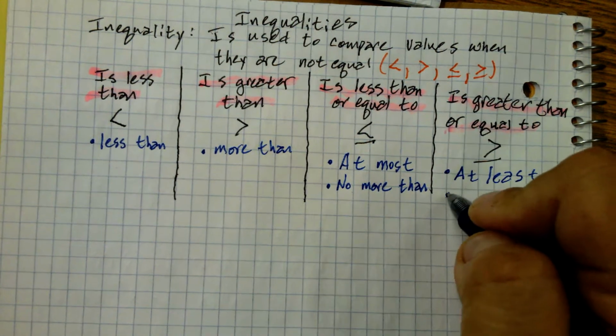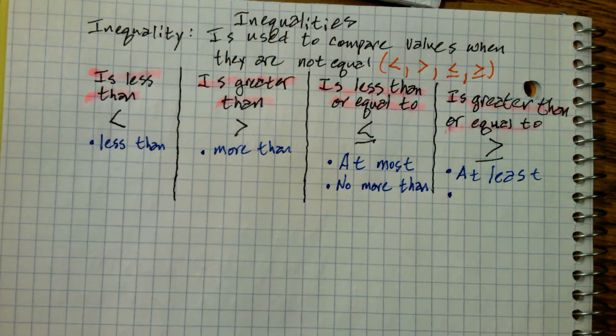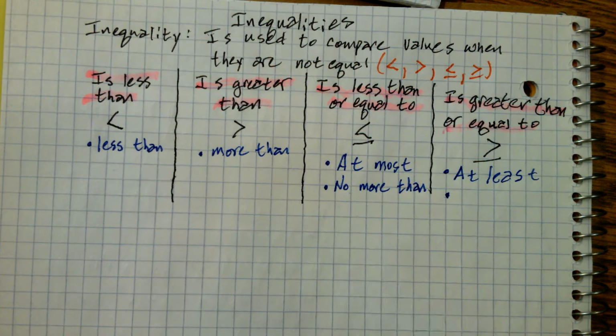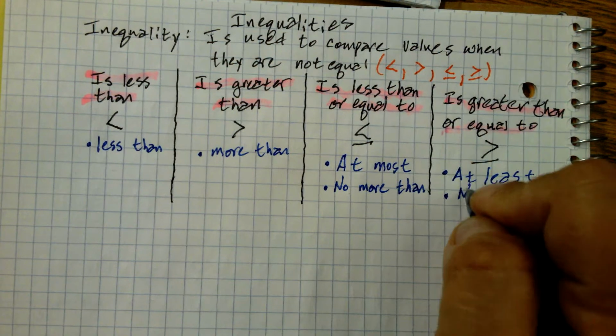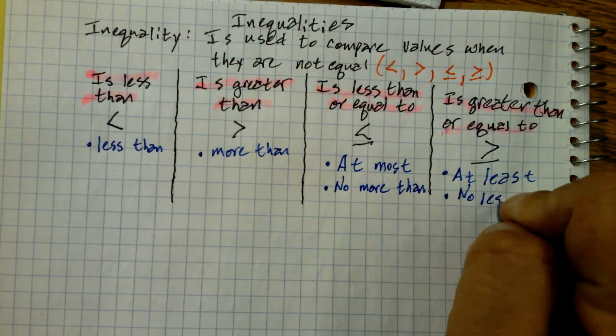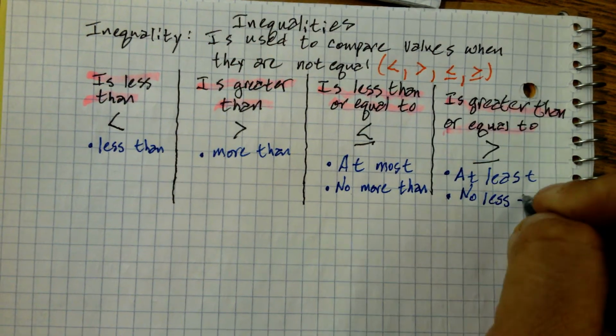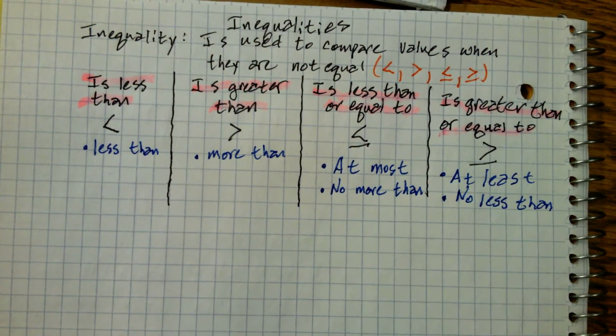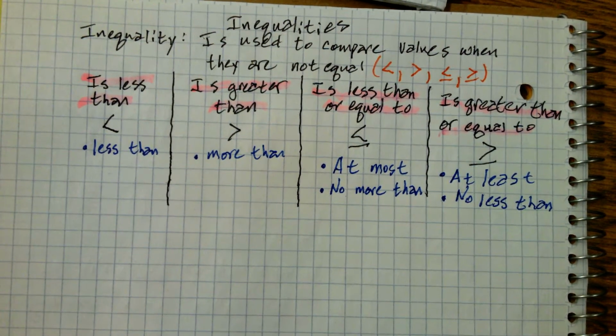And then what's the reverse of no more than? Just change the word more with less. No less than. I have no less than $100 in my pocket. That means I got $100 or more.